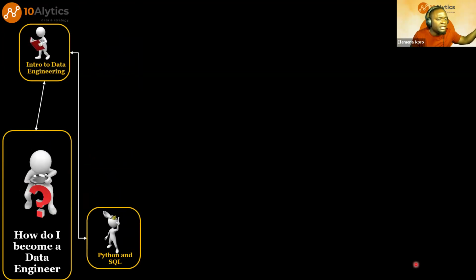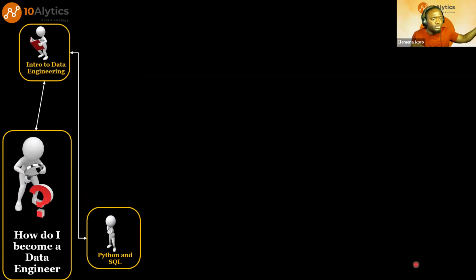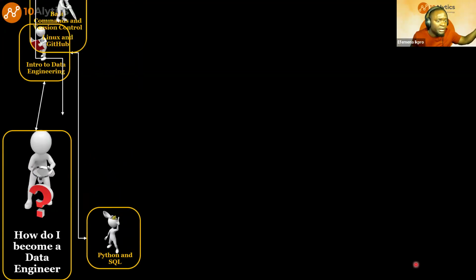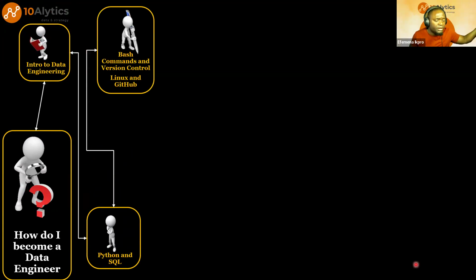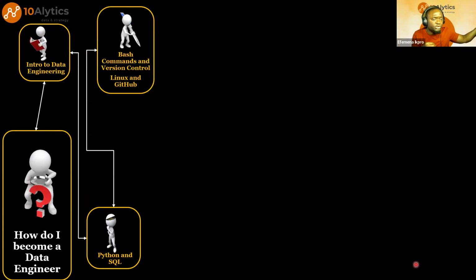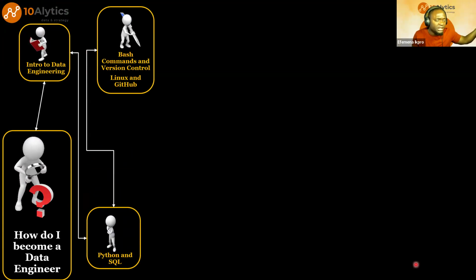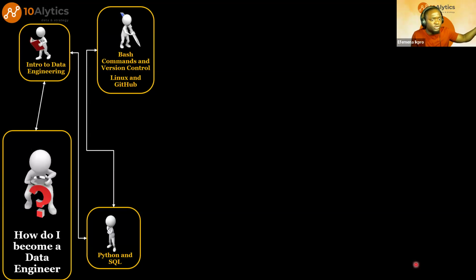Thereafter, you move into Python and SQL. Today we walked through Python and a bit of SQL. You need to understand Python and SQL in order to become a data engineer. After learning Python and SQL, you would also need to learn Linux and GitHub. Linux, you use for writing batch commands, and GitHub for version control.